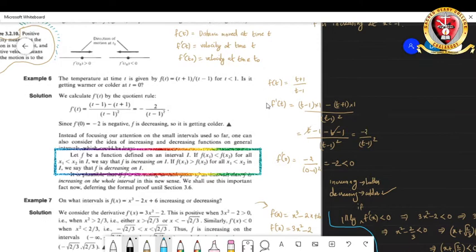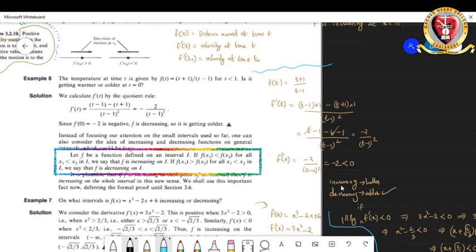So given f of t is equal to t plus 1 by t minus 1, f dash of t by the quotient rule is equal to t minus 1 into the derivative of t plus 1, which is 1, minus t plus 1 into the derivative of t minus 1, which is 1, divided by t minus 1 the whole square. When you evaluate, you can cancel the t and minus t, and you get minus 2 divided by t minus 1 the whole square. Now calculate f dash of 0: you get minus 2 divided by 0 minus 1 the whole square, which is minus 2, and that is strictly less than 0.